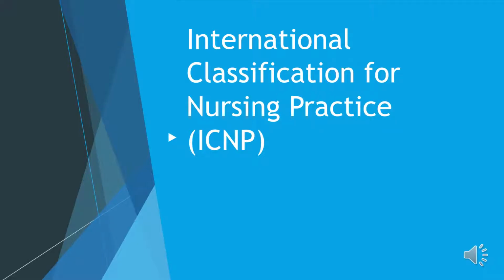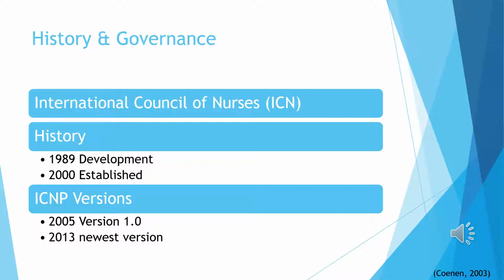My name is Catherine Cavanaugh, and I will be discussing International Classification for Nursing Practice, ICNP. History and Governance. ICNP is a classification of nursing phenomena, nursing actions, and nursing outcomes that describe nursing practice. It has been a project of the International Council of Nurses, ICN, since its development in 1989. In 2000, the formal ICNP Programme was established. The vision of this program is to have nursing data readily available and used in healthcare information systems worldwide.